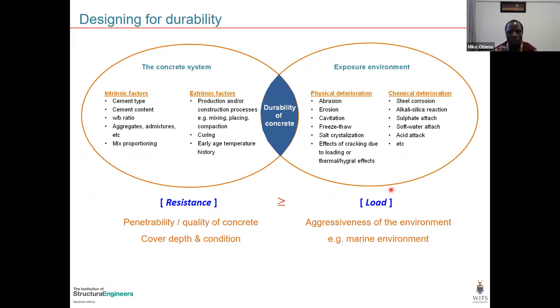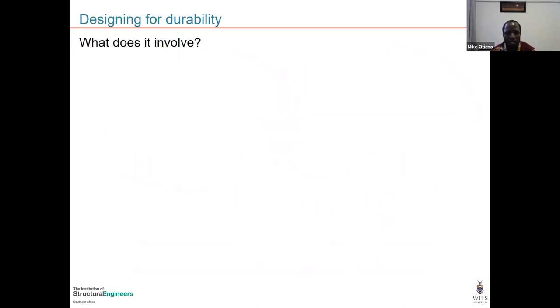So that is important. So the question is, how are we able to quantify durability, load, and resistance? And these are some of the things that I will touch on as we proceed. So now if we move on to designing for durability, the question is then, what does it really involve? And there are two aspects to this.